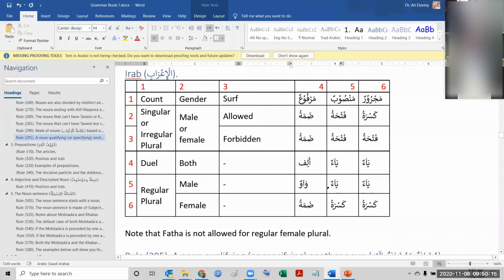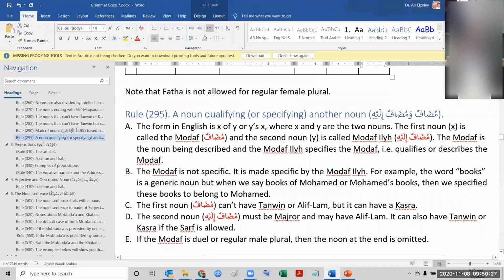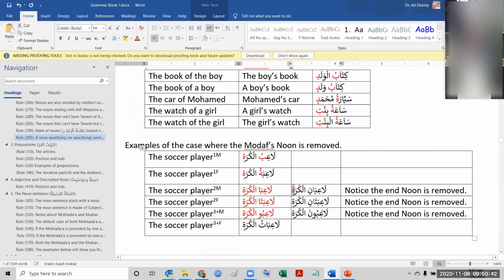Majrur here in this case is, I'm sorry, that's female. Female allowed, majrur is kasra. So we go here and we see that majrur is kasra. So that's why it's kasra here. The Arabic language has a way of making the pronunciation of words easy.